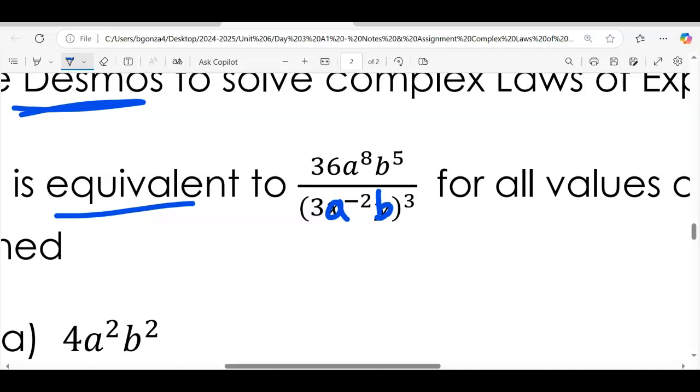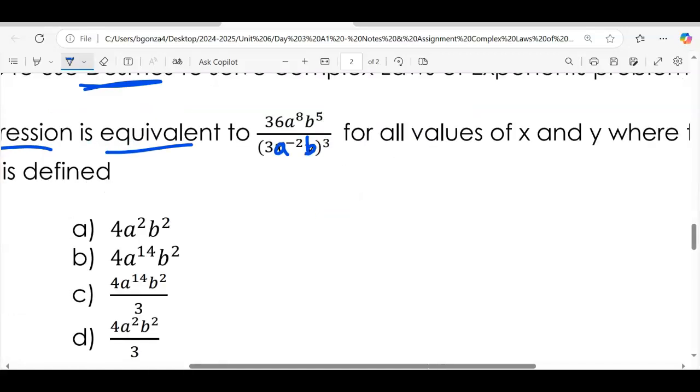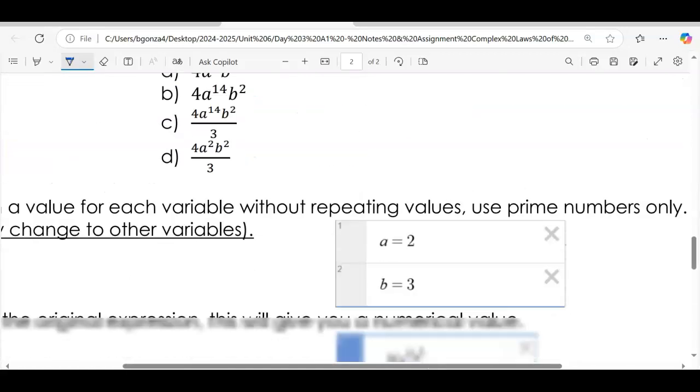You could do 3 to the third power on the bottom, and then divide, and then subtract the powers, and you could do it. But there's lots of steps, lots of opportunities to make a mistake, okay? Here's a different way with Desmos that's a little easier, okay? So let's see what it says.